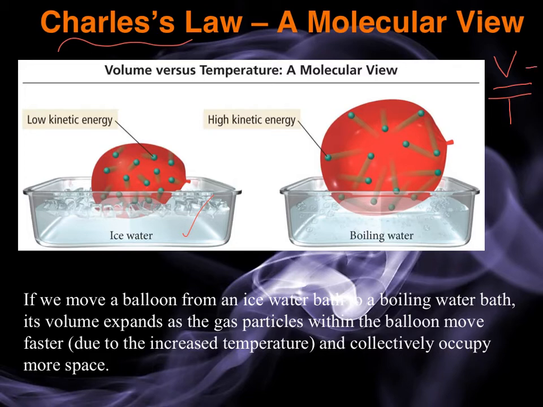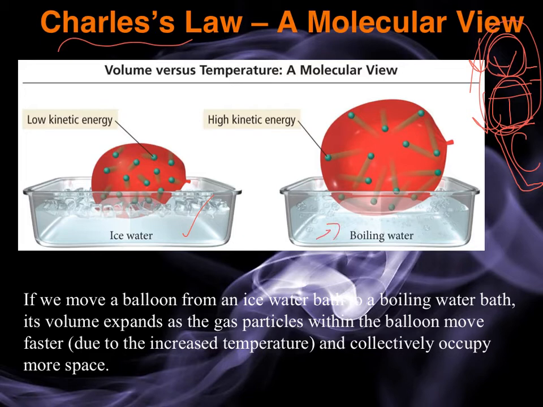So V over T equals some constant. As temperature goes down, volume would also have to go down in order to remain constant. This ratio always remains constant. On the other hand, if you put a balloon in boiling water with a higher temperature, the balloon will expand, again demonstrating Charles' Law.